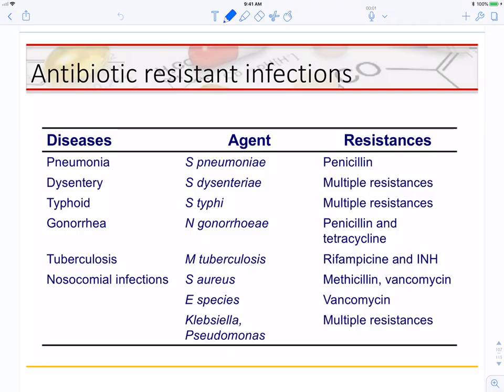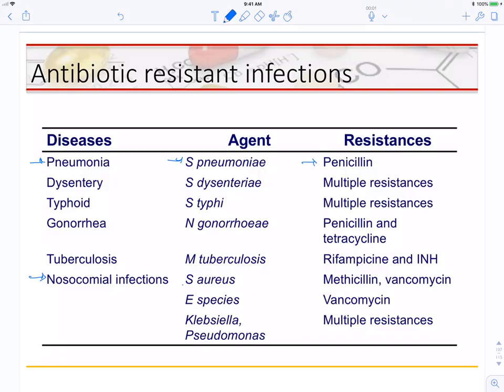So here I have a few examples of what is the disease, what's the agent, what was the drug initially active against it, and to which now they have become resistant. This is particularly important for the class of nosocomial infections that comprise Staphylococcus aureus, several E. coli species, Klebsiella, and Pseudomonas.